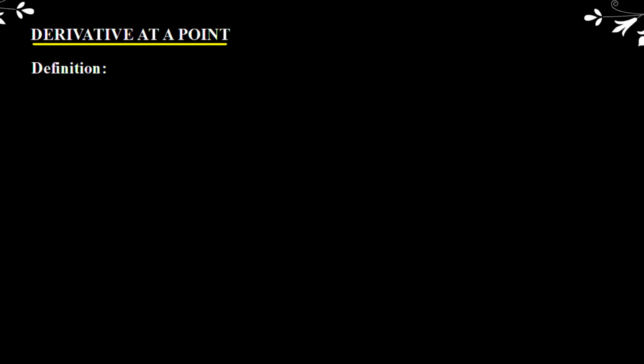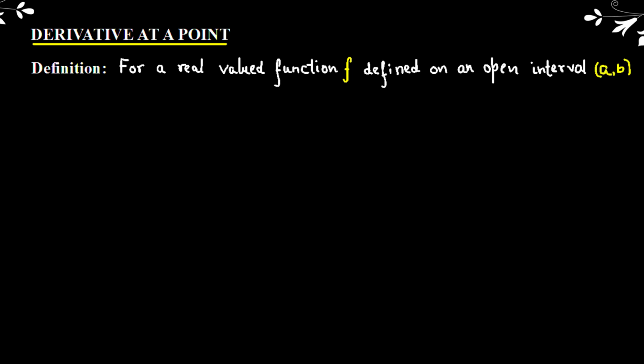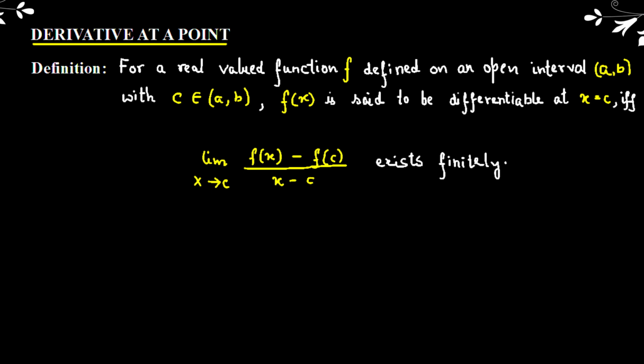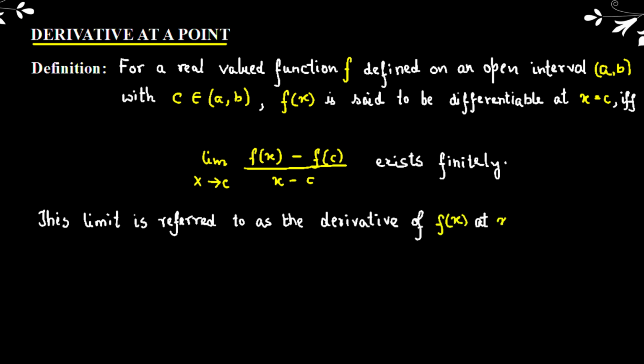Derivative at a point. Definition. For a real valued function f defined on an open interval (a, b), with c lying between a and b, f(x) is said to be differentiable at x equals c if and only if the limit x going to c of (f(x) minus f(c)) divided by (x minus c) exists finitely.